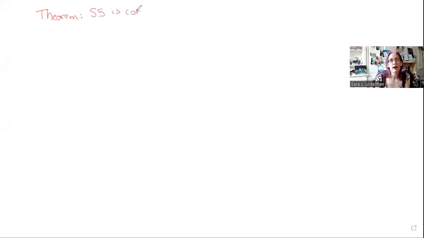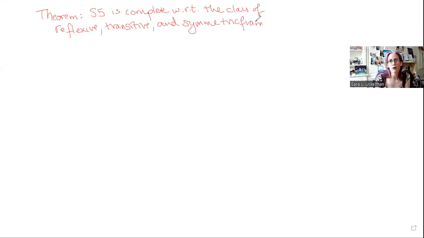S5 is complete with respect to the class of reflexive, transitive, and symmetric frames. So let's call this class CS5, just so that I've got something to call it. Another way of stating this theorem is that if, on the class of frames CS5, some formula phi is valid, then you can prove it in S5.